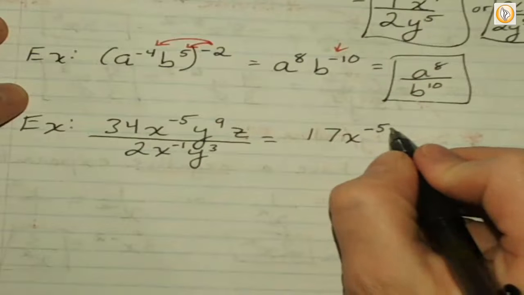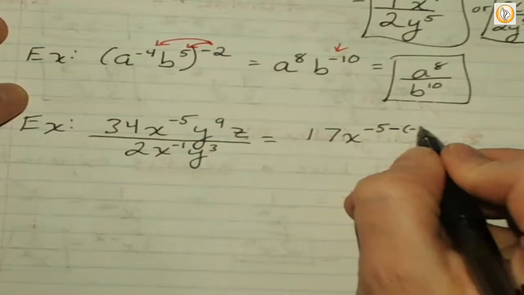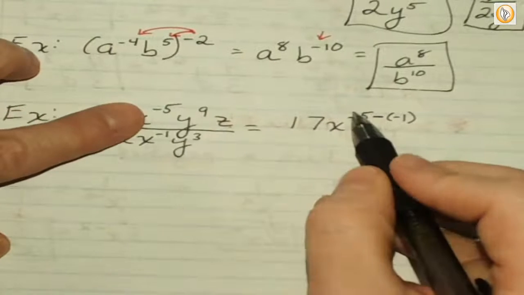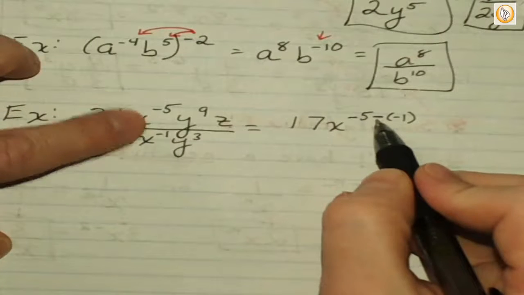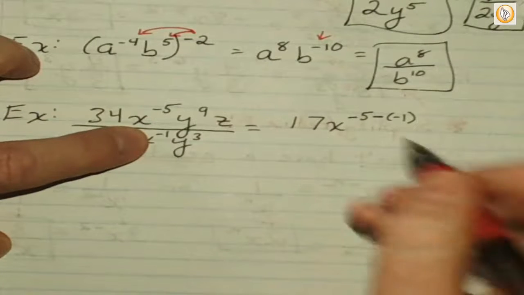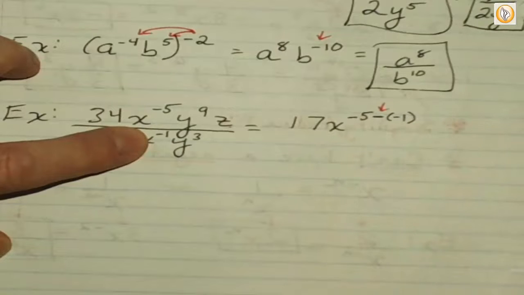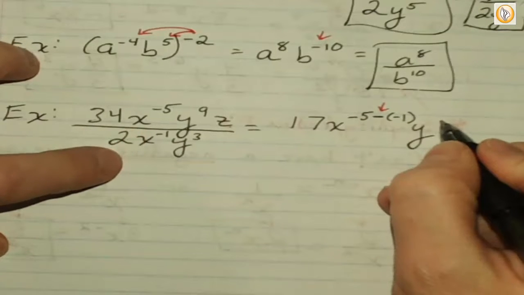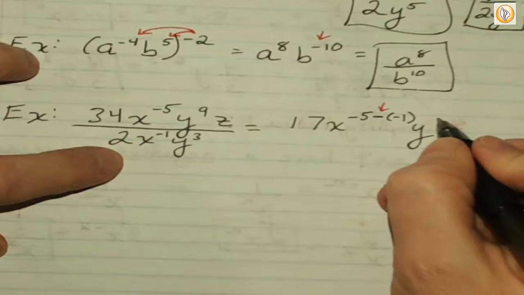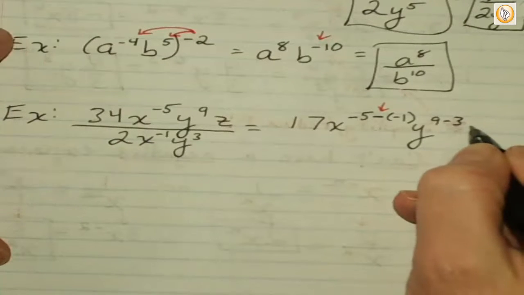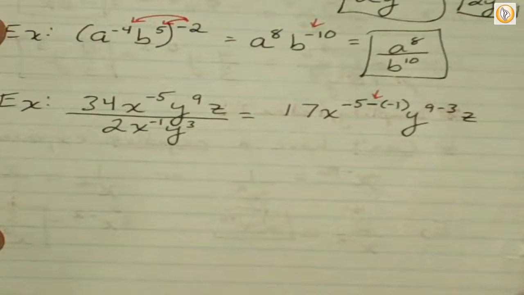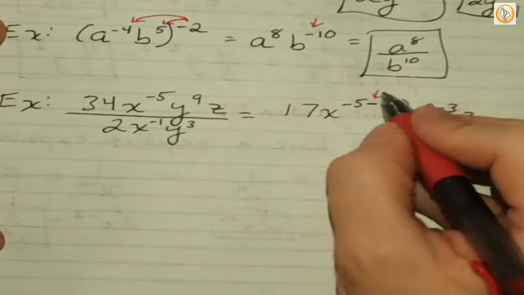-5. I had minus -1. Okay, so look. It's -5 minus -1. Do y'all see that? Y, that's 9 minus 3. And then z. And z, there's nothing down here, so it's just z. All right, so Taylor's right.